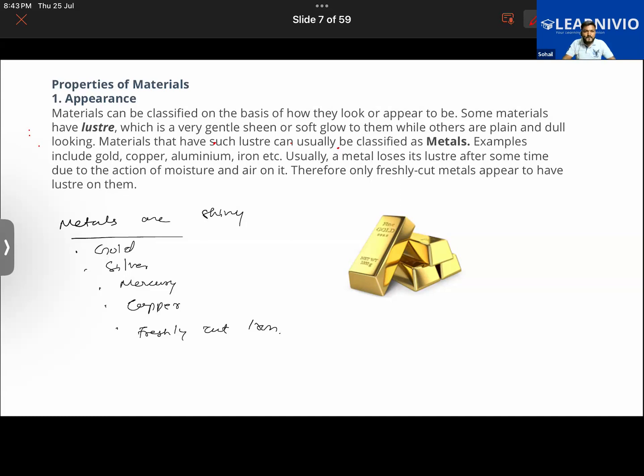Diamonds and pearls are also shiny. But diamond is a non-metal, by the way. So we have some examples of non-metals also. We have the example of diamond, pearl, and different pearl examples also. Those are also examples of shiny objects.